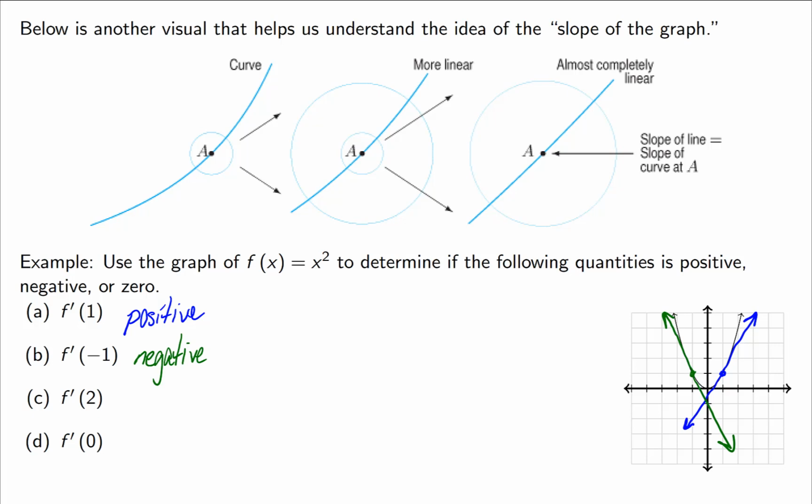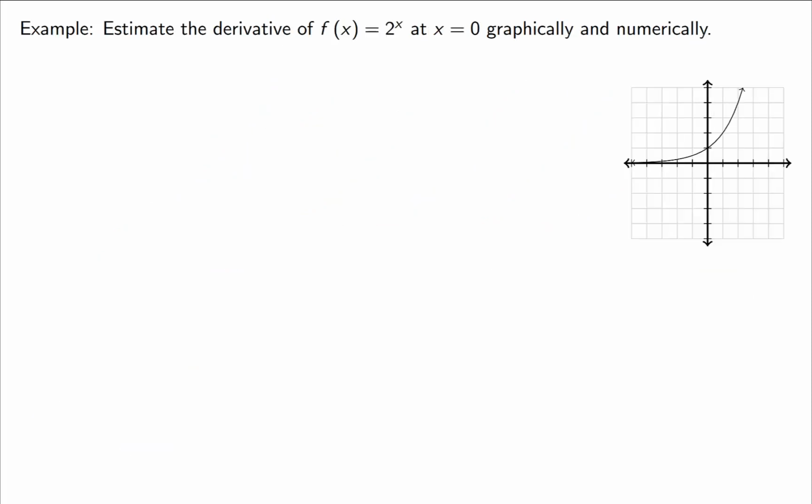Now f prime of 2. Here's 2, which has a very high slope if we were to try to eyeball this. Again, this one is positive. Now this one, if we draw the 0, 0 point, it actually looks like the tangent line is flat here. So this would be a case where the slope was actually 0. Now let's do a comparison between the two.